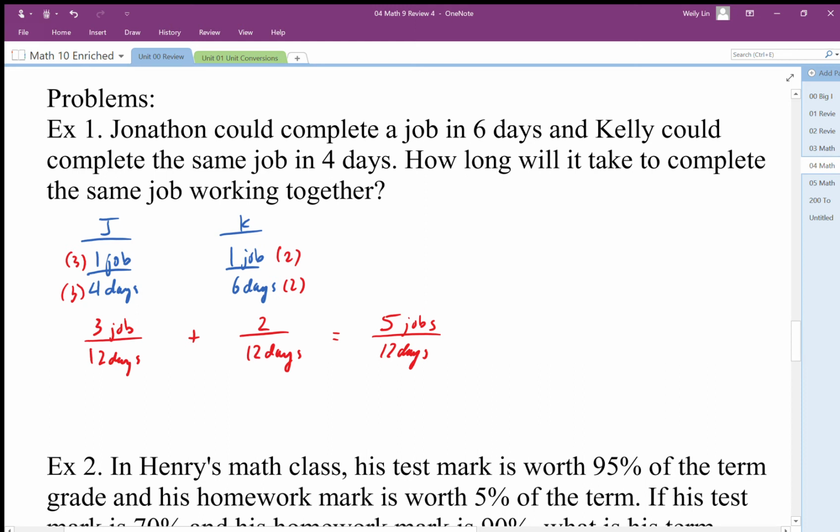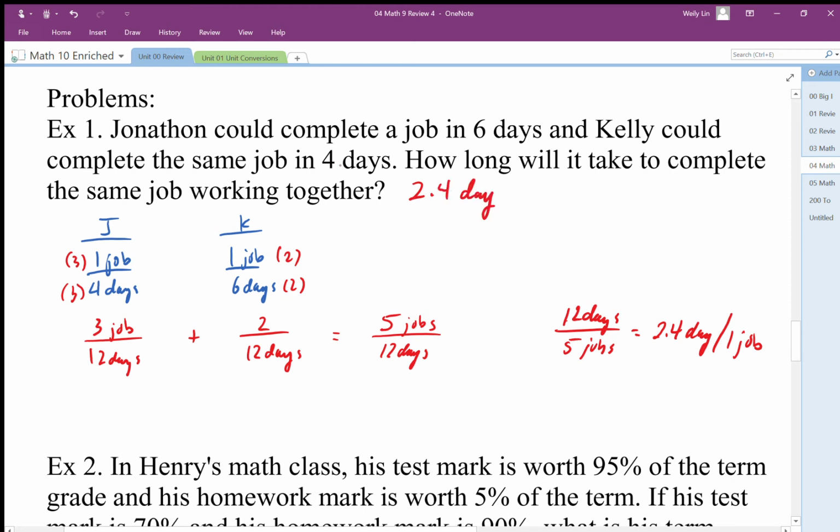If that's the case, how long will it take to get one job done? Basically, if it takes 12 days together to get 5 jobs done, that's really a unit rate. To get a unit rate, we divide. So if I do 12 divided by 5, I'm going to end up with 2.4 days to do one job. And so the answer is that together, it'll take them 2.4 days.